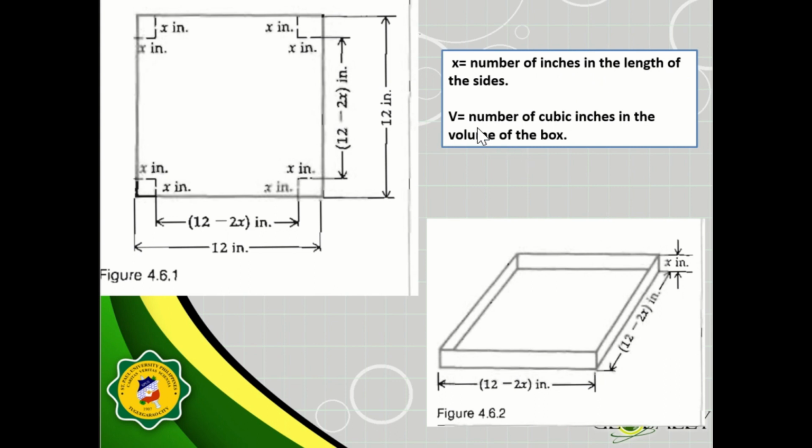And then we are going to let V be the number of cubic inches in the volume of the box. As we can see in these figures, the dimensions of the box in inches are x, 12 minus 2x, and also 12 minus 2x. The volume of the box, therefore, is the product of the three dimensions, and so V as a function of x is equal to x times (12 minus 2x) times (12 minus 2x).